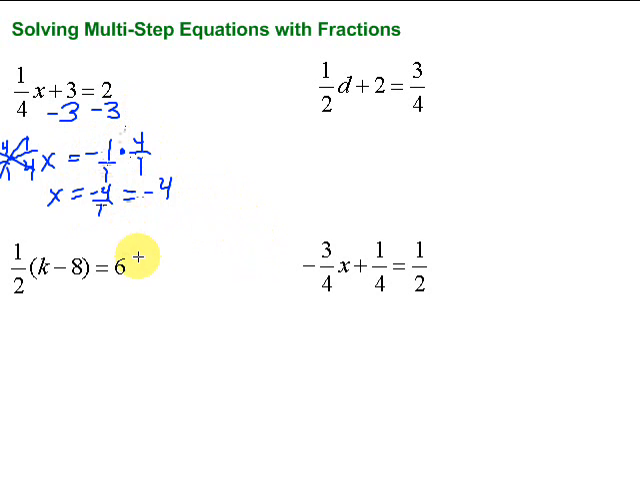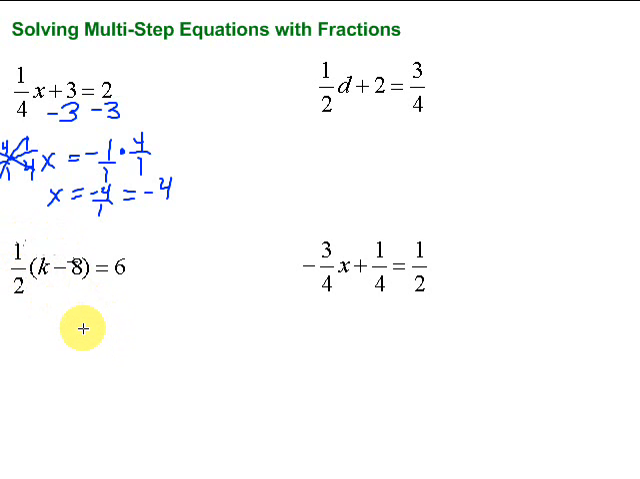Let's take a look at a second one. Here we have 1/2 times the quantity k minus 8. We have those parentheses, and when we see parentheses like that, immediately into our head should pop the distributive property. Our first step is going to be to multiply through each piece by 1/2.